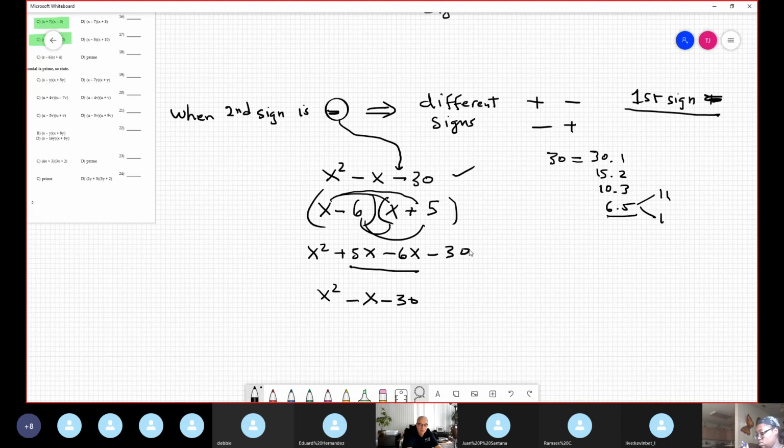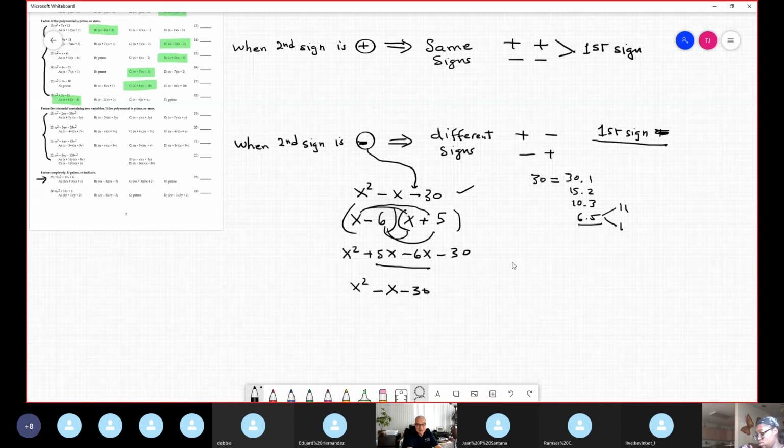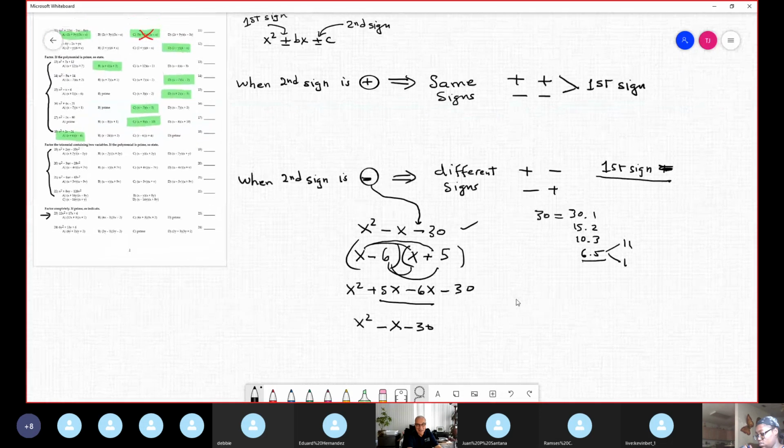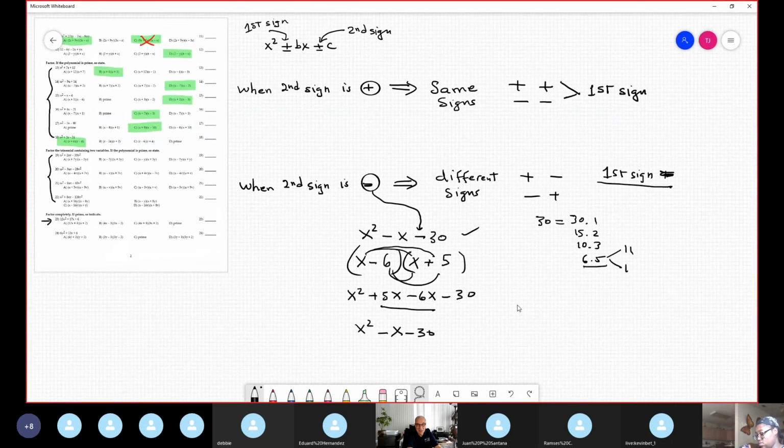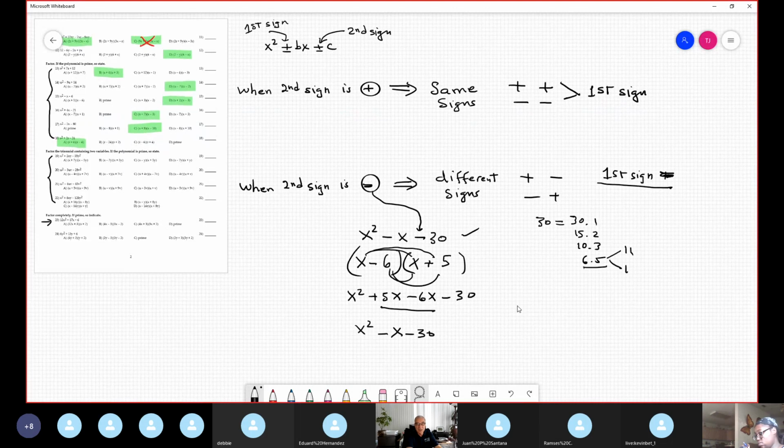Is the idea for the signs clear? Different signs or same sign is determined by the behavior of the second sign, and the final decision is determined by the first sign. You always assign it to the bigger number. The same sign case is no problem, because both are negative or both are positive. Any questions, guys?